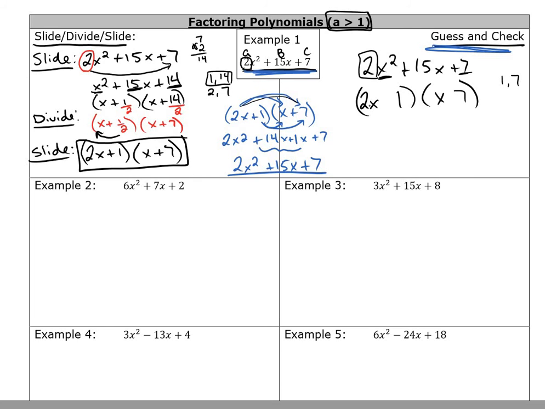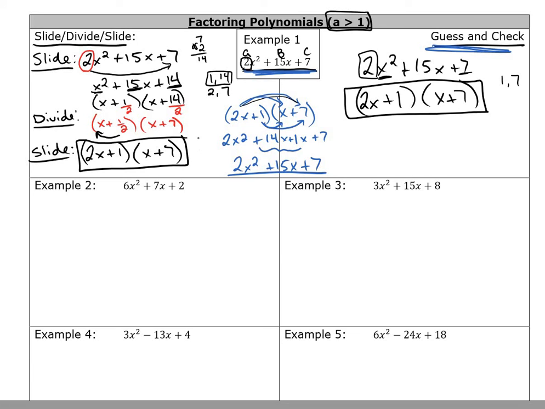So we know we want to multiply the 2 times the 7, therefore the 7 can't go here because in our foiling you don't multiply this first times this one, it's over here. Alright, all that being said, those are the factors. If that was confusing to you the way we thought through it, don't worry about using the guess and check method. Go for slide, divide, slide.